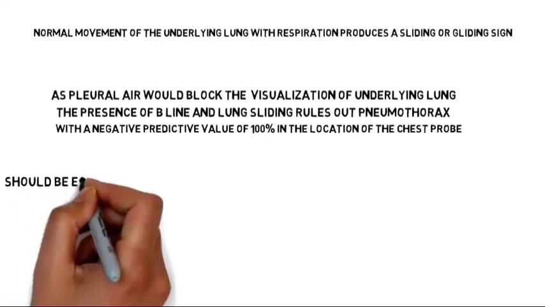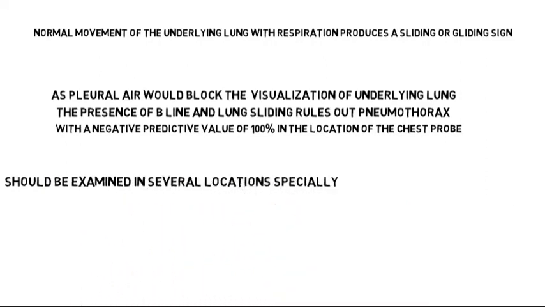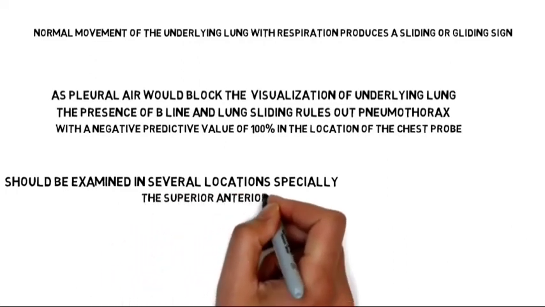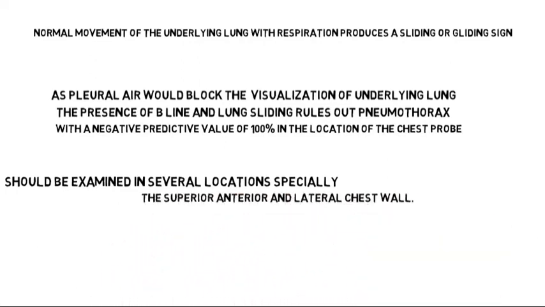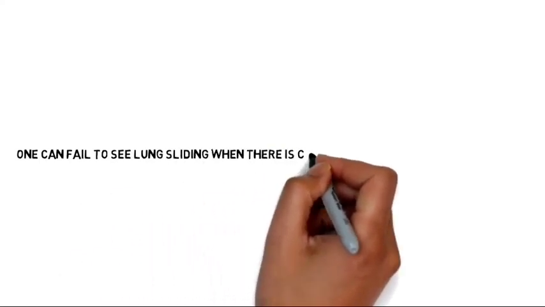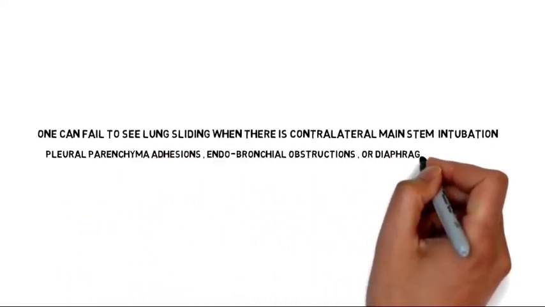And ultrasound should be examined in several locations, especially superior, anterior and the lateral chest wall. So absence of lung sliding is very important feature in favor of pneumothorax, but one can fail to see lung sliding when there is contralateral mainstem intubation, pleural parenchymal adhesion, endobronchial obstruction or diaphragmatic paralysis.